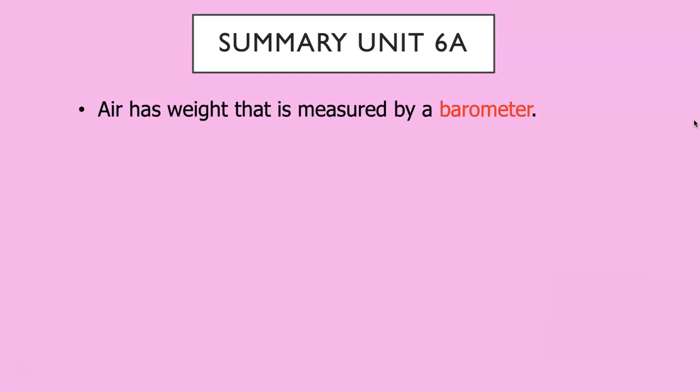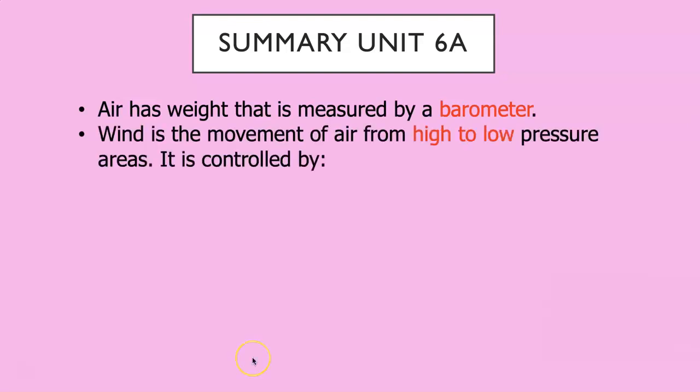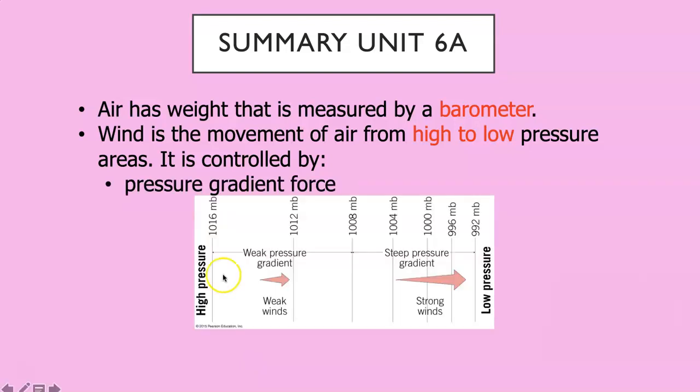As a summary for this entire unit on air pressure and wind, I list a couple points here. Air has weight, air pressure, and that's measured by a barometer. Wind is the movement of air from high to low pressure, and it's controlled by 3 factors. First of all is the pressure gradient force. I've just said that wind goes from high pressure to low pressure. So in this figure, it goes from high, 1016 millibars, to low, 992 millibars.